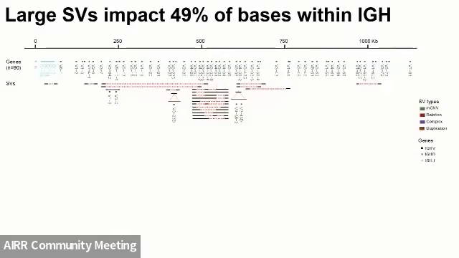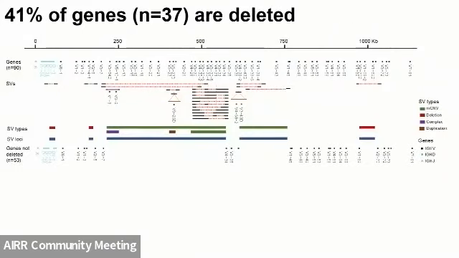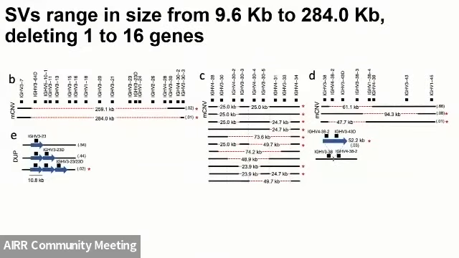Across our whole cohort, we identified 8 large structural variants that impact 49% of IgH and end up deleting 41% of the genes. These structural variants range in size from 9.6 kb to 284 kb and delete up to 16 genes. The structural variant in panel B contains the structural variation allele that deletes 284 kb of IgH and 16 genes. The structural variant in panel C has 11 structural variation alleles, and the structural variants in panels D and E all contain novel sequences and genes.